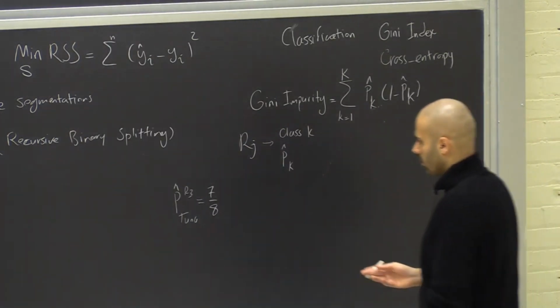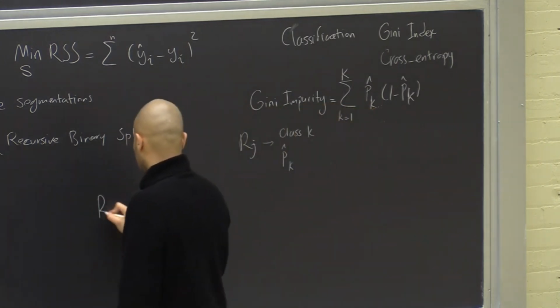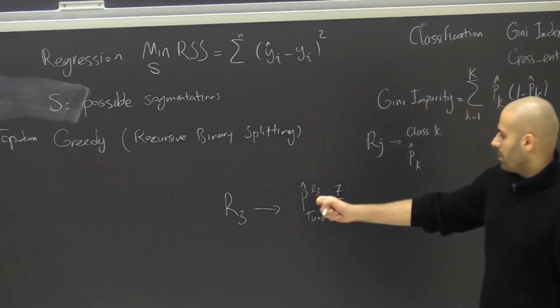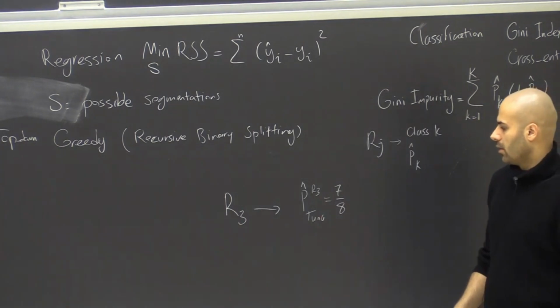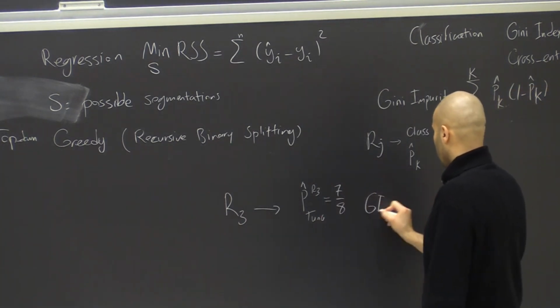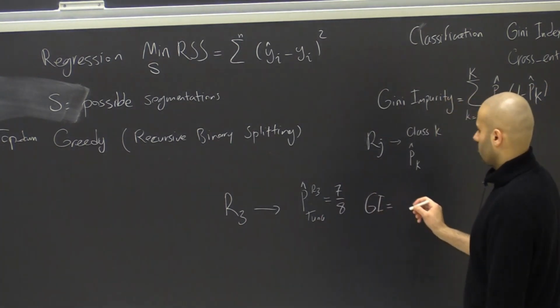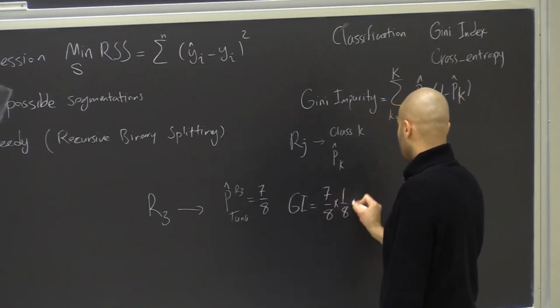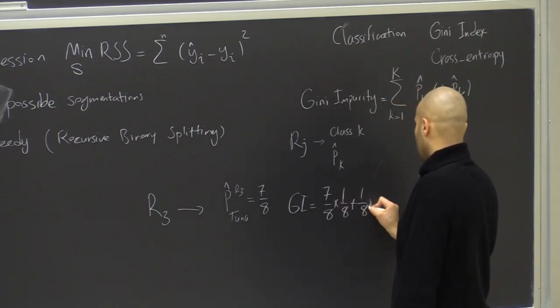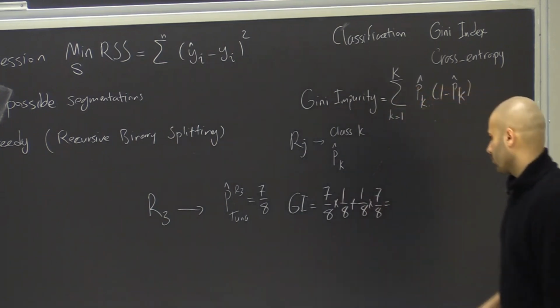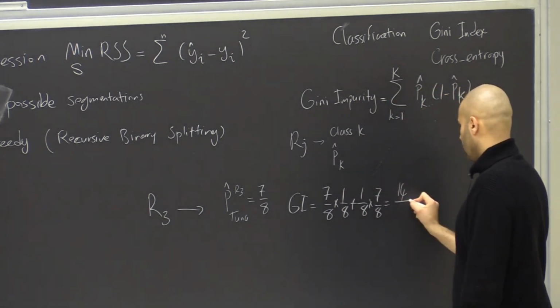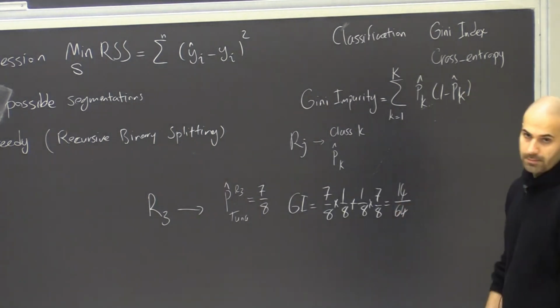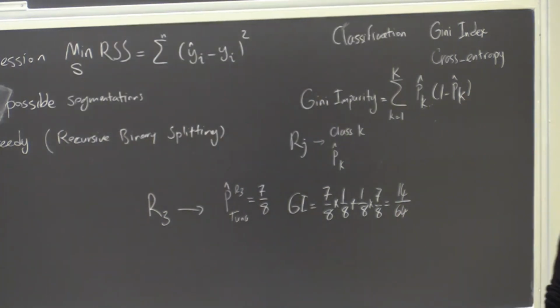I can give you a couple of examples. For example, in region 3, p hat of tuna is 7/8. Therefore, Gini impurity or Gini index would be 7/8 times 1/8 plus 1/8 times 7/8. So it's 14/64. Does it make sense? And we'll try to minimize this.